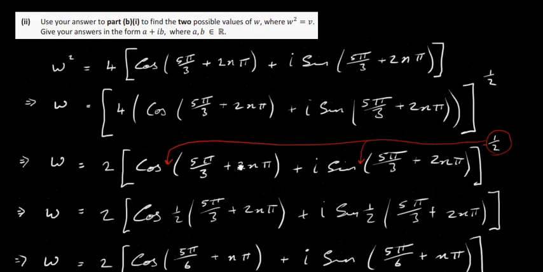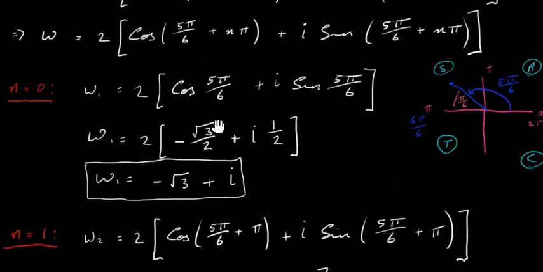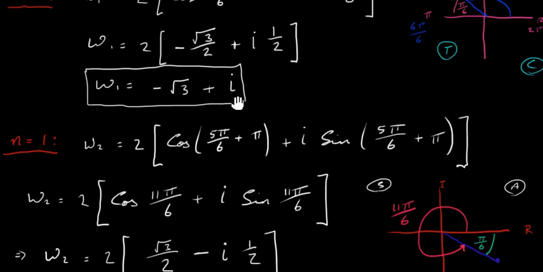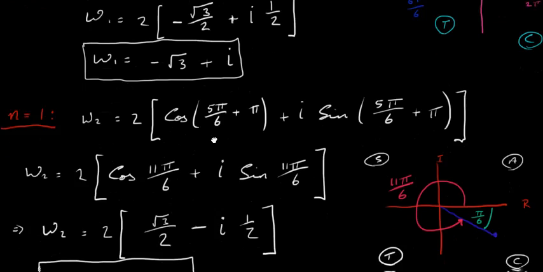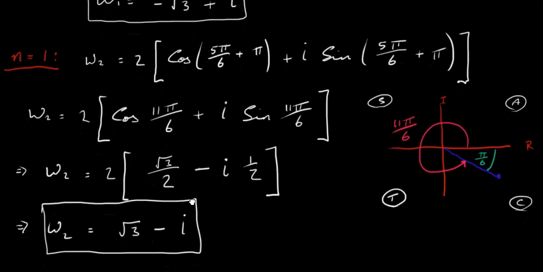Let me just double check the question. Always go back and read the question again. Use your answer to part B1 to find two possible values for w, which we've done, where w squared is equal to v. Give your answers in the form a plus ib. So we've done that. This is our a, this is our i, and the b is 1. Again here a is root 3, and here b is minus 1. Okay, that's it for this question.